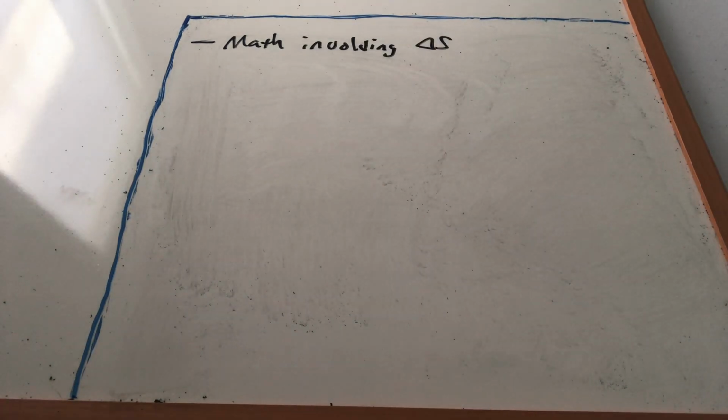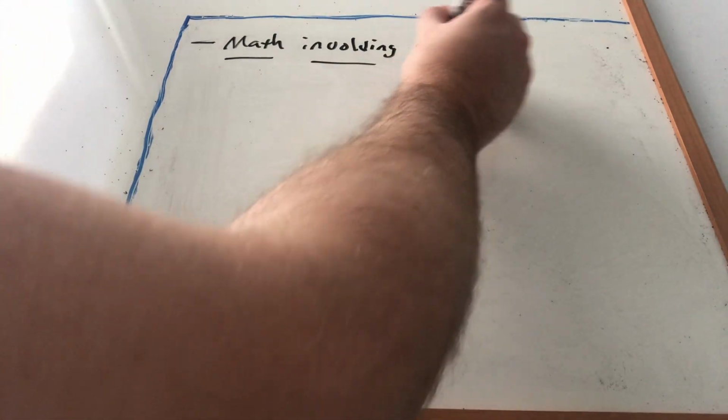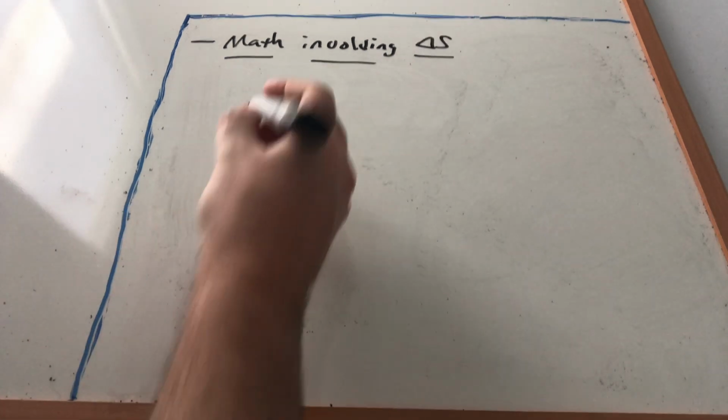And let's try to actually work towards delta S for the universe. Let's talk about math involving delta S. There are a few different definitions that you kind of need to just know. We're going to state them as facts, and then we'll make sense of them, but then we'll show their use, right?